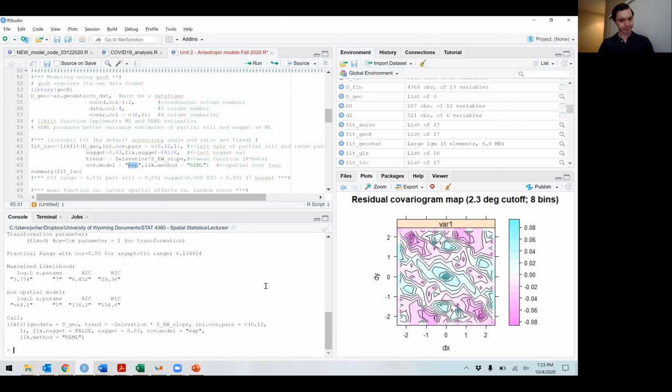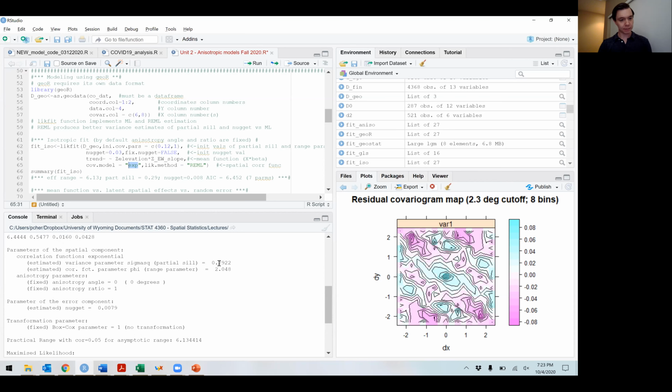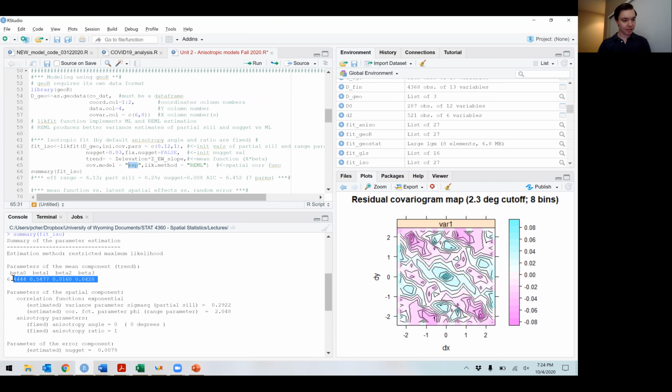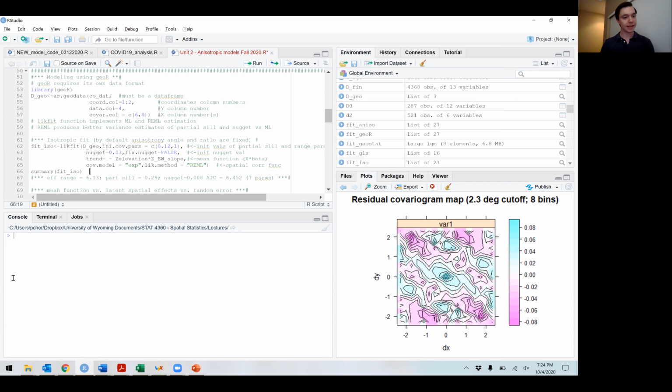Okay. There is my partial sill. There is my nugget of almost 0. Here are my estimated betas. We've seen this all before. Okay, here comes the new stuff.